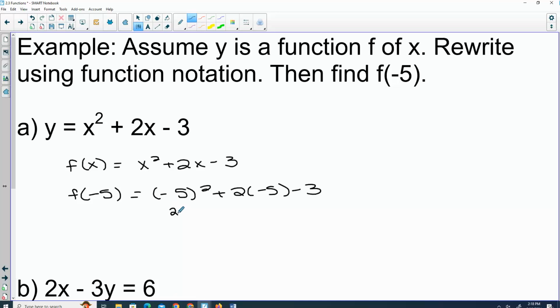So negative 5 squared is 25. 2 times negative 5 is negative 10. Minus 3. We get 12.